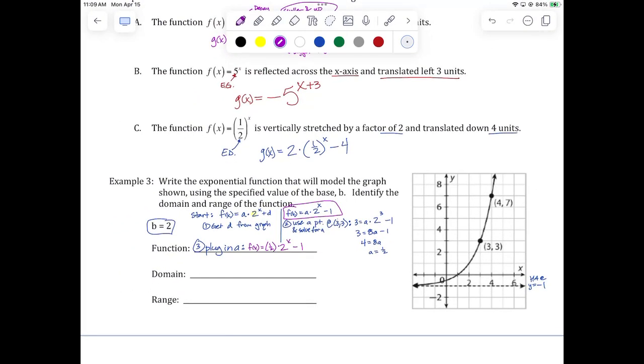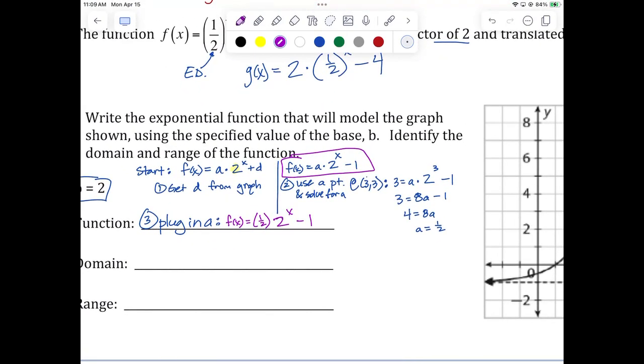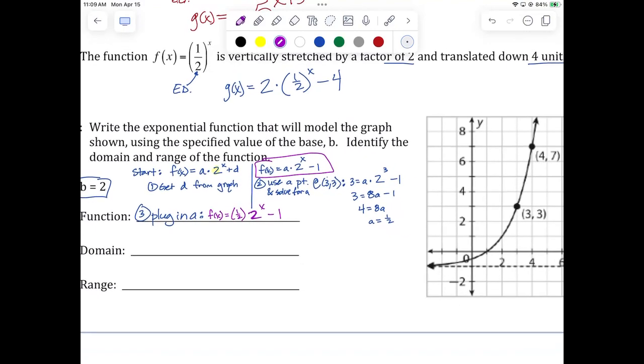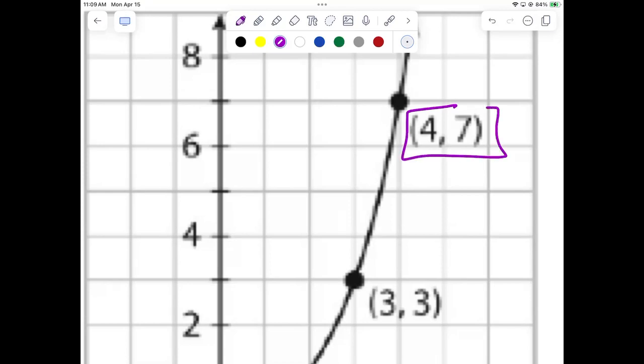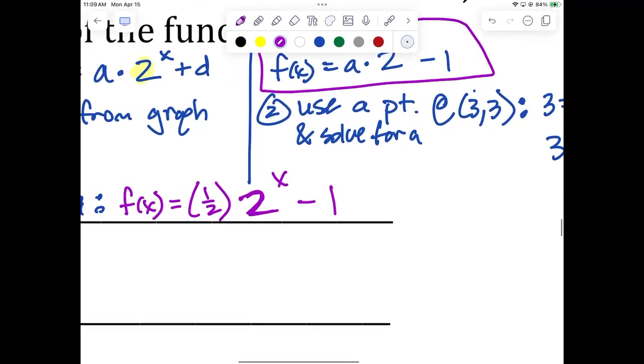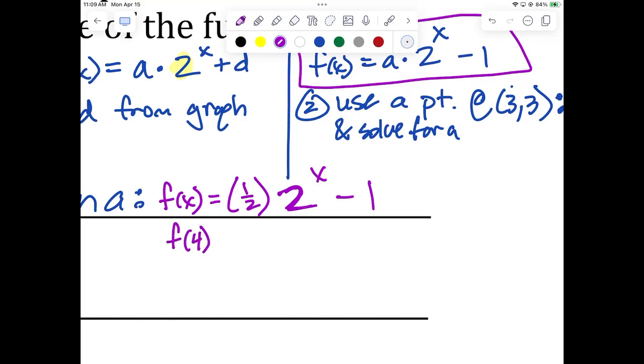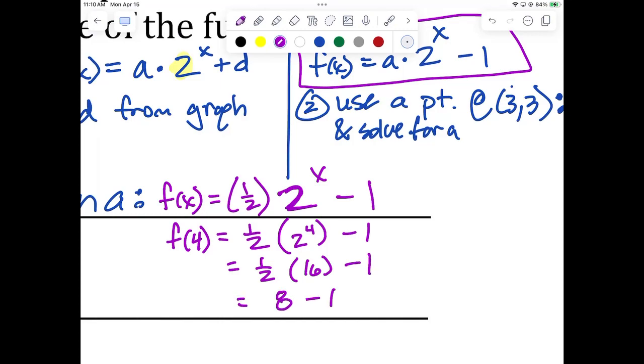Does it matter which of those 2 points we use? No, it shouldn't matter. Now you could verify it. Let's see if we get the other point. The other point says when I plug in a 4 for x, I should get out a 7 for y, right? Let's try it in our new equation. What do I get when I do f of 4? It's 1/2 times 2 to the 4th minus 1. Well, 2 to the 4th is 16. 16 times a half is 8. 8 minus 1 is 7. Did it work? It worked.